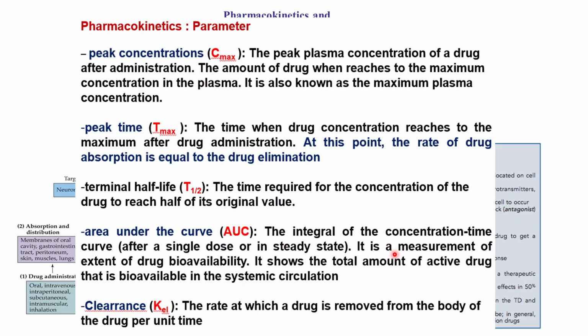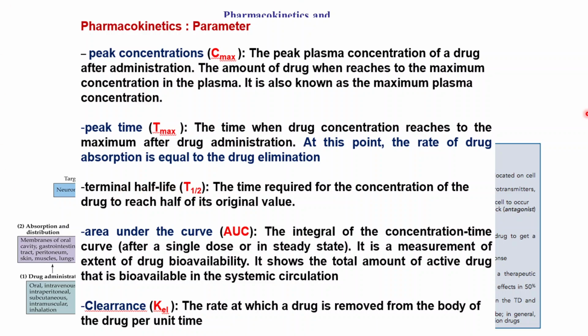Now, pharmacokinetics has several parameters, and these parameters are very important. So, what are the different parameters of pharmacokinetics? First is the peak concentration, which is the peak plasma concentration of the drug after administration. The amount of the drug when it reaches the maximum concentration in the plasma is known as the maximum plasma concentration. Peak time, or Tmax, is the time when the drug concentration reaches the maximum after drug administration. At this point, the rate of drug absorption is equal to the rate of drug elimination.